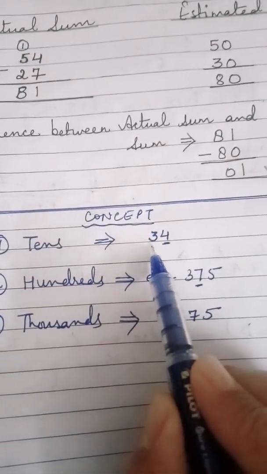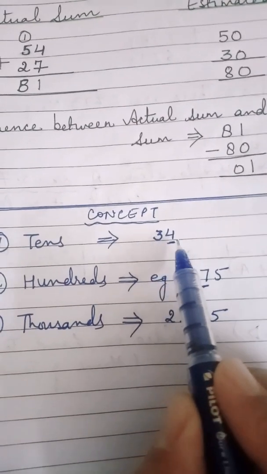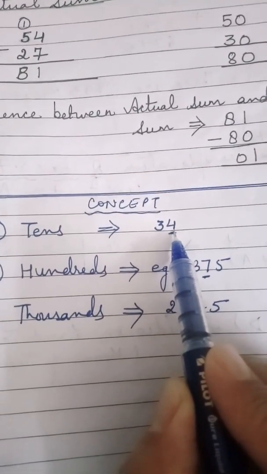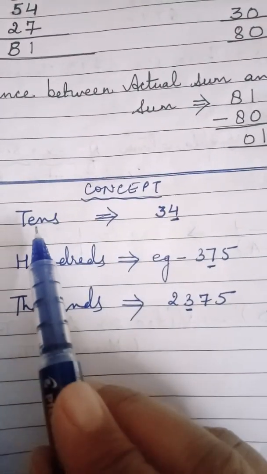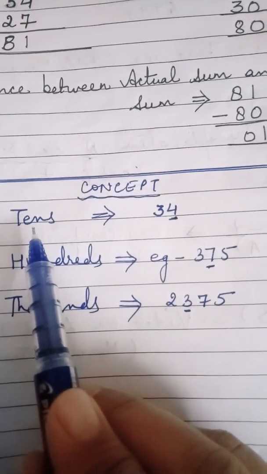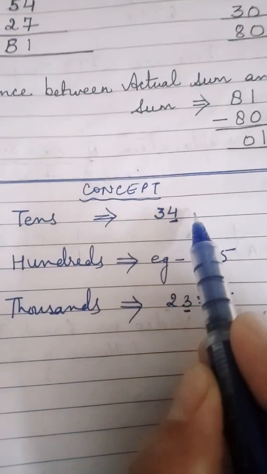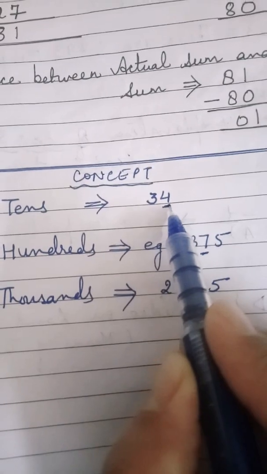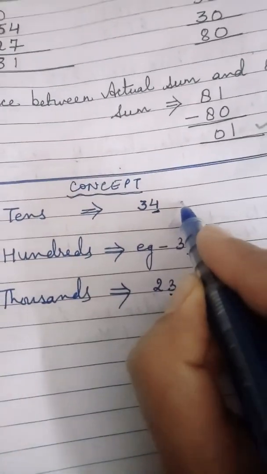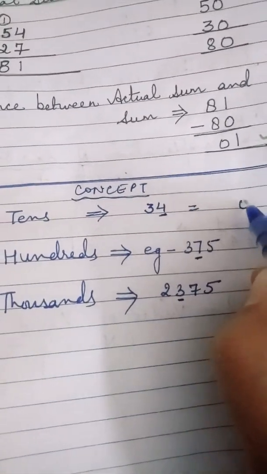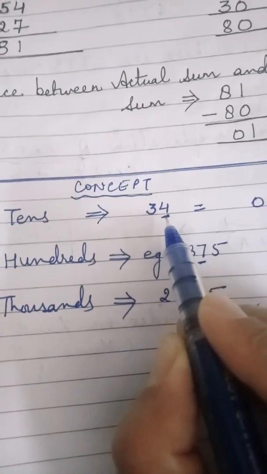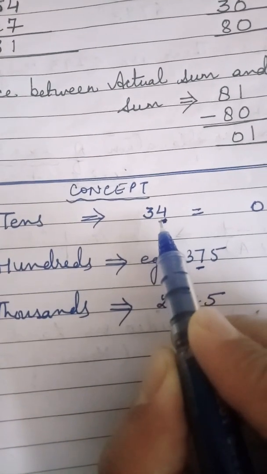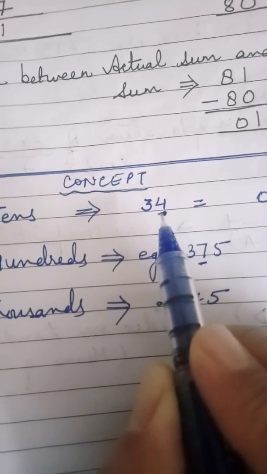Alright, now the question is 34. The number which is given to you, suppose for example, is 34, and you are required to round it off to the nearest tens. So for that, what will you do? You will underline the digit which is given at the ones place. You will underline that and you will put a 0 for that digit. Now after that, you will see whether this digit is 5 or greater than 5.